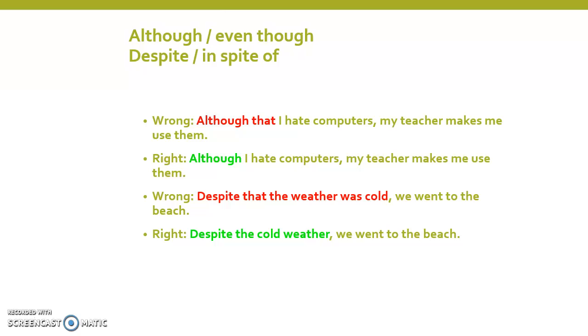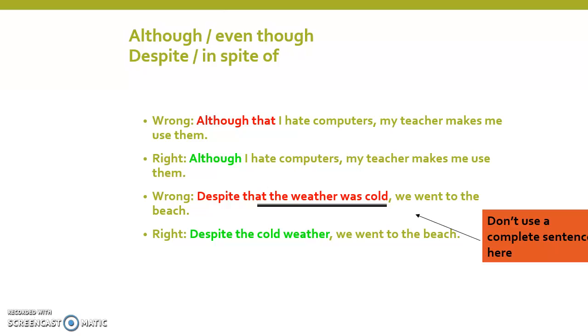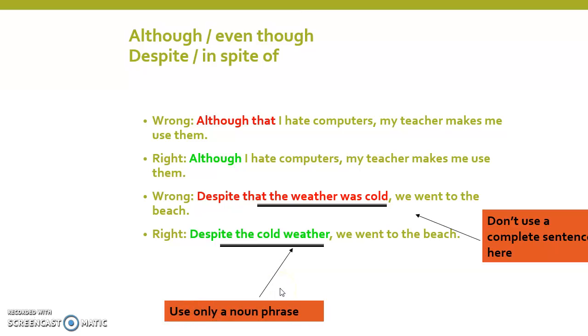With despite, what you need to do is use, after despite, only something that we call a noun phrase. What is a noun phrase? Well, a noun phrase is going to be an adjective and normally a single subject. That is going to be a noun phrase.